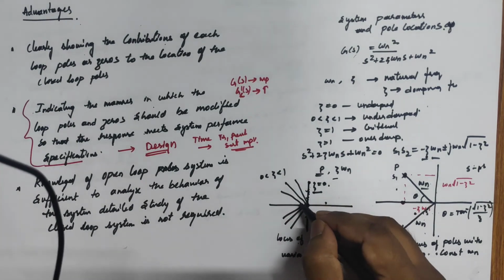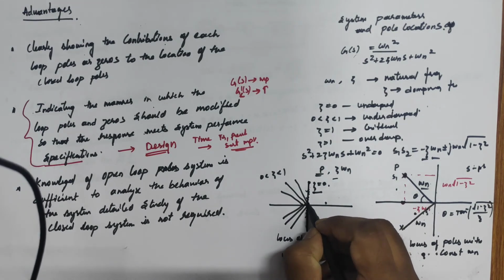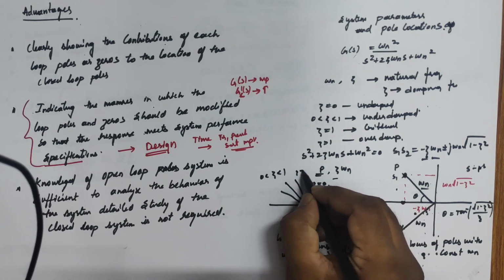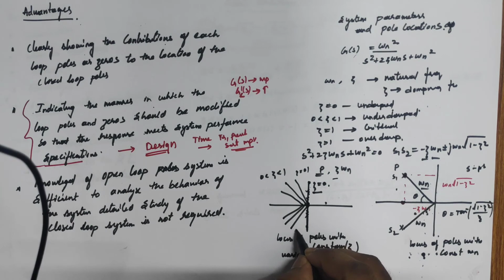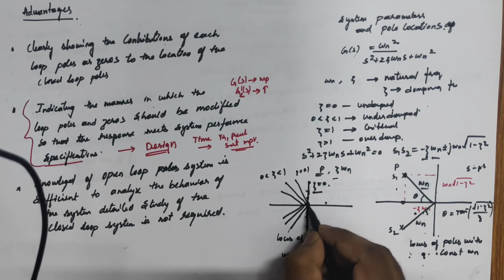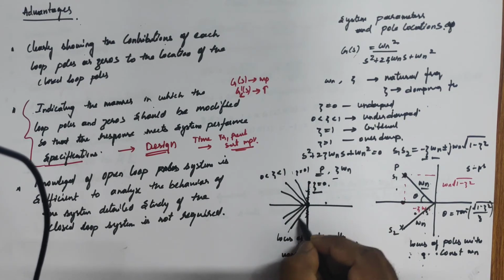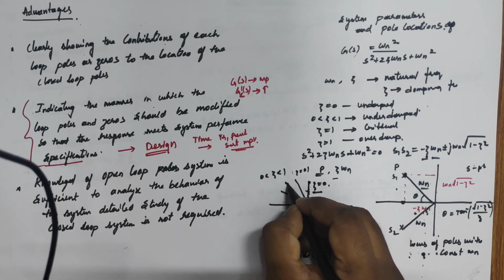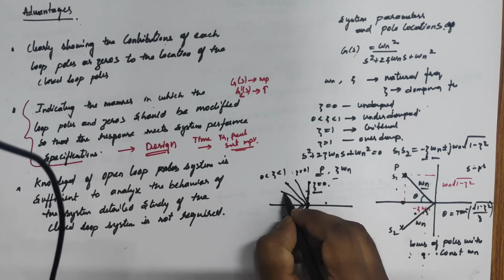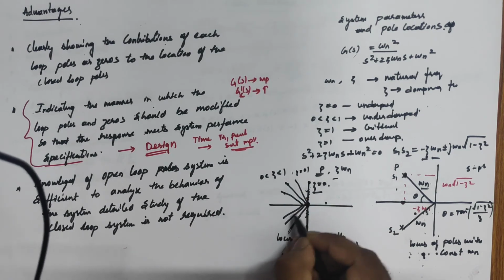So they will be obtained for zeta equal to 0.1. If you vary the omega n value, my poles will be located in the complex plane like this. For zeta equal to 0.2, and for zeta equal to 0.3, my poles will be shifted like this.